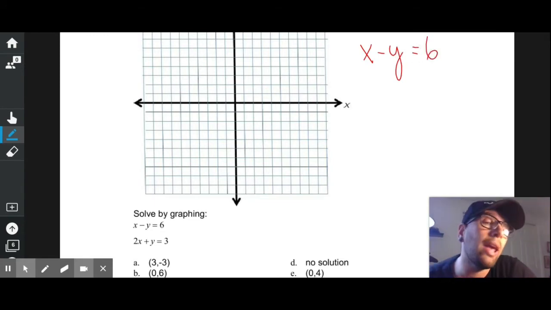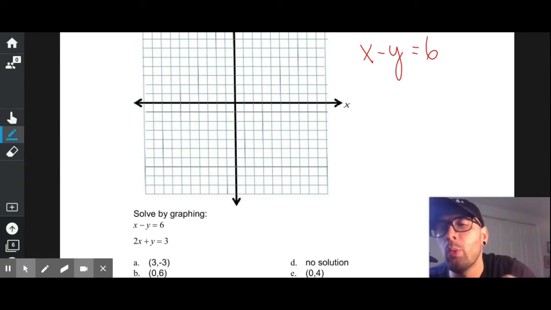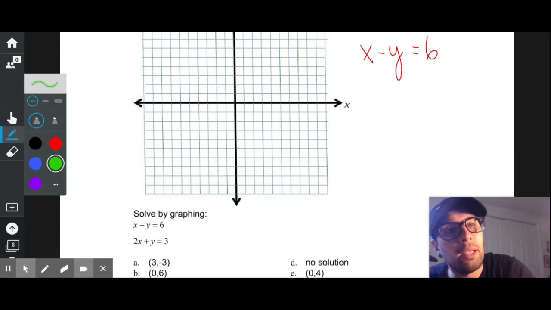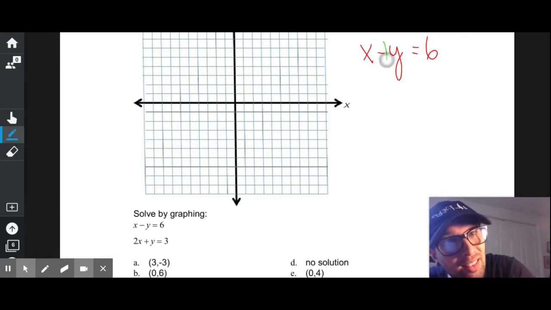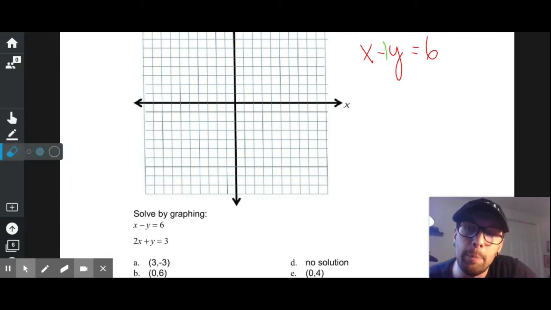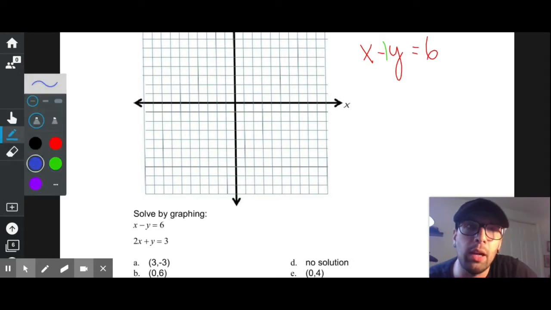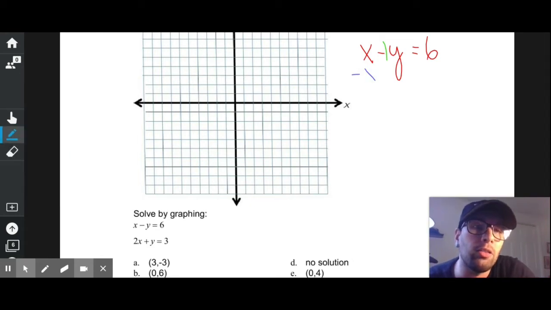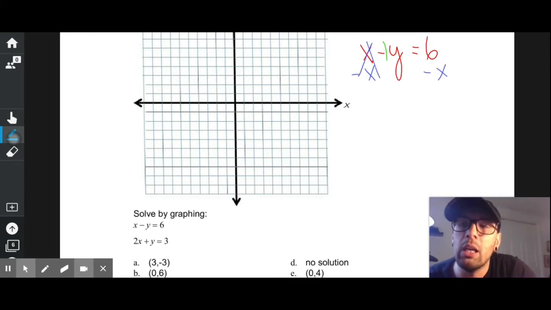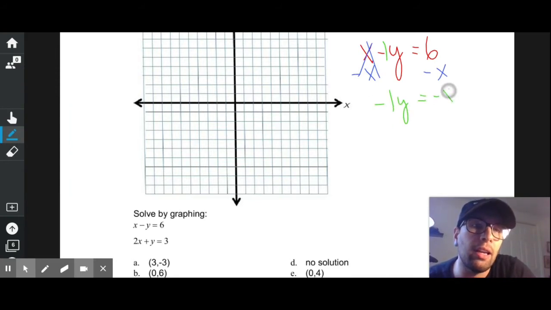It may look like I only have an x in the way, but I actually have an x and a negative in the way, specifically a negative 1, because that's not a positive y, that's a negative y. So I'm going to sneak that 1 right there. First thing I'm going to do is subtract x. The way I'm going to write this in a way that's beneficial to me is negative 1y equals negative x plus 6. Now what I do is I divide everything by negative 1.